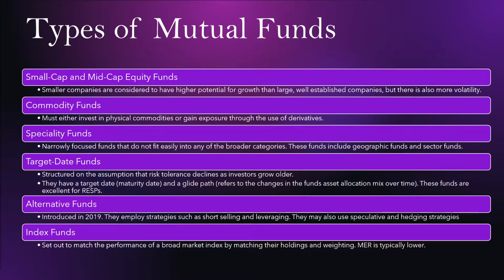Now, alternative funds were introduced in 2019, and they employ strategies such as short selling and leveraging. They may also use speculative and hedging strategies. You also have index funds, which set out to match the performance of a broad market index by matching their holdings and weighting, and the MER is typically lower. So these are a lot like ETFs. However, they're mutual funds. So they are a mutual fund, but they sort of act like ETFs. And this has a bit of a higher MER than regular ETFs, but it does have some flexibility to it.